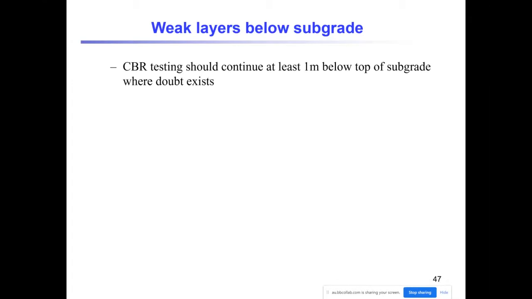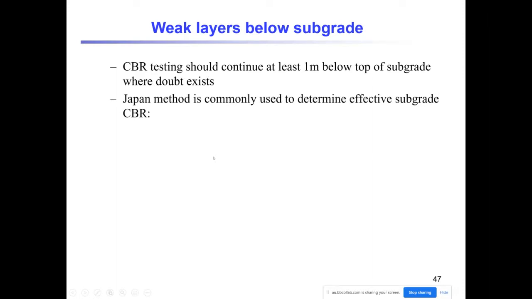The other challenge that we have in order to determine CBR is when we have a weak layer below the surface. So we want to know how to determine the effective CBR in this case. If you somehow doubt that there is a weak layer below the surface, you need to continue the test for at least 1 meter below the top of the subgrade. So we need to determine the CBR value for at least 1 meter from the surface.